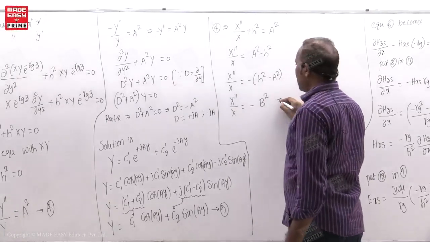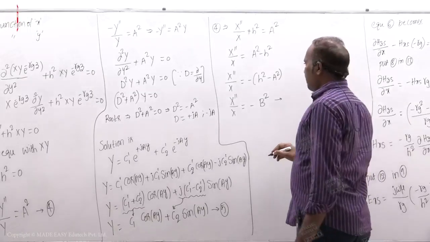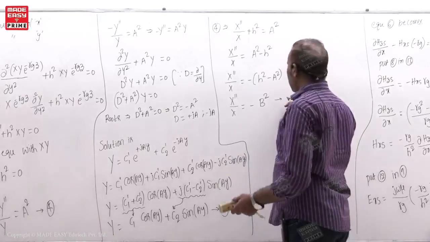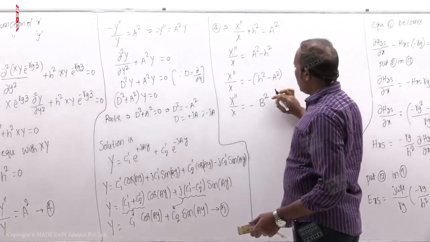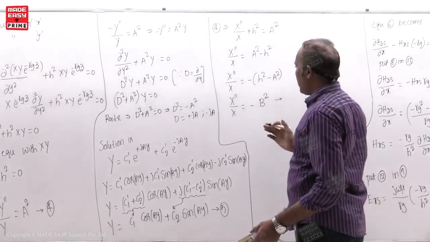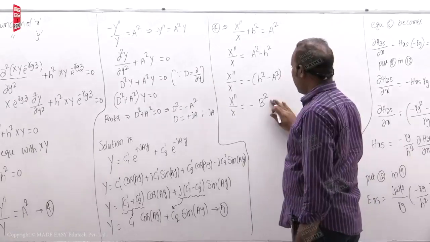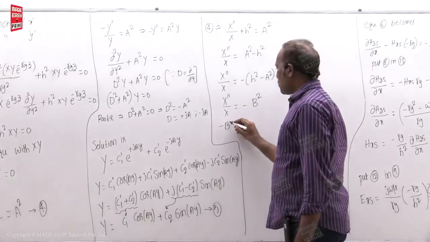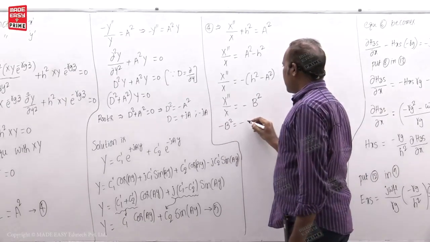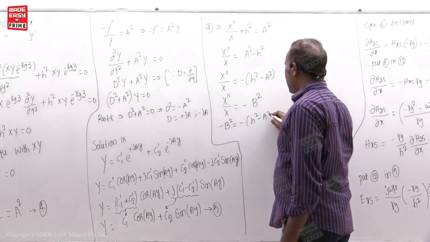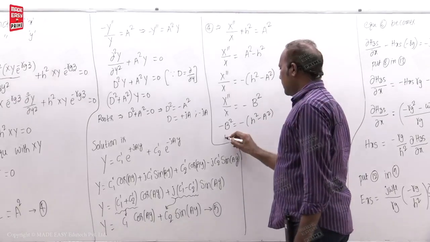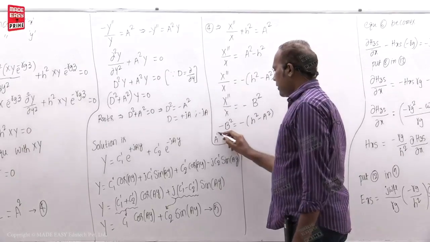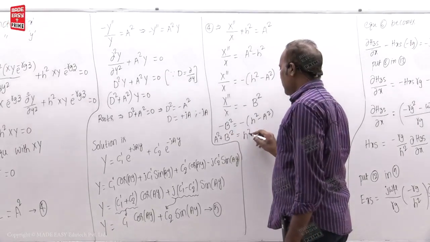So this is the equation. Actually this is correct, but I want to tell you the relation between a square, b square, and h square. Let it be like this, where minus b square is equal to minus of h square minus a square. That means minus minus is gone. So a square plus b square is equal to h square.